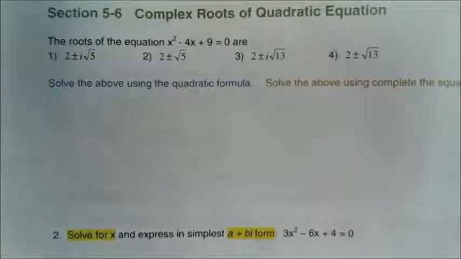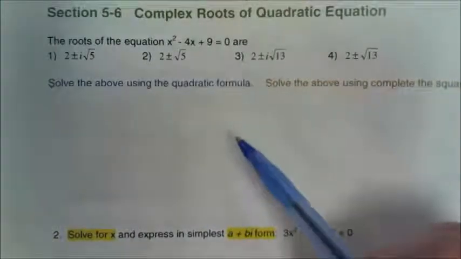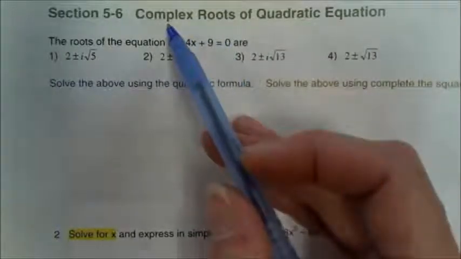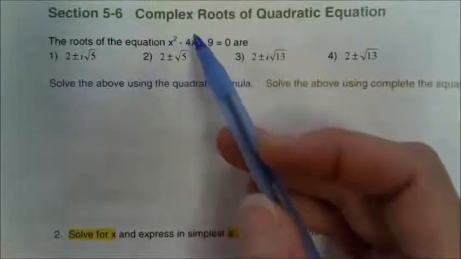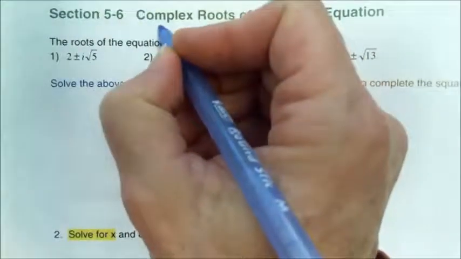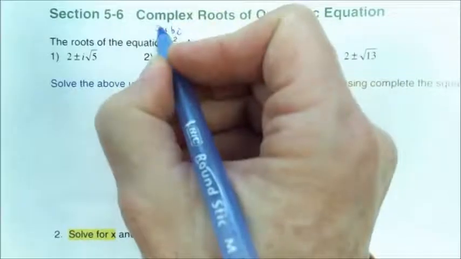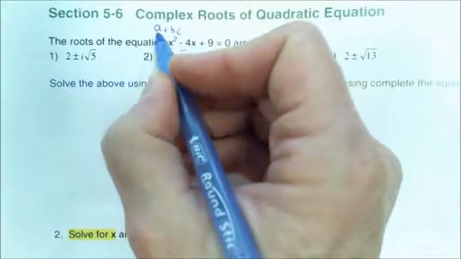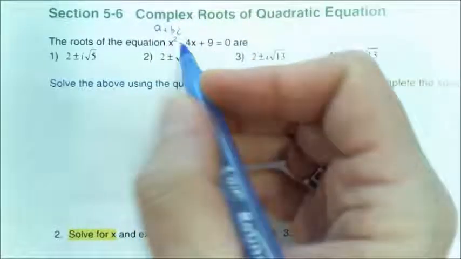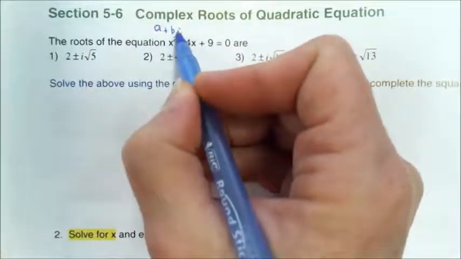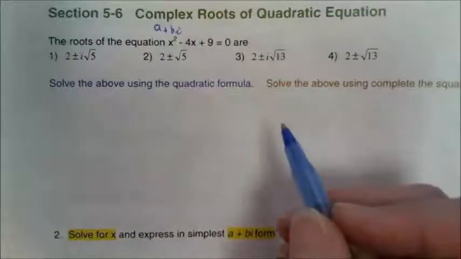Today we're going to solve quadratic equations that will come out having complex roots. Complex numbers, remember, are numbers in the form of a plus bi. In other words, they have a real part. The real part is the a part of this, and the bi is the imaginary part. And when you have a real plus an imaginary part, you have a complex number.